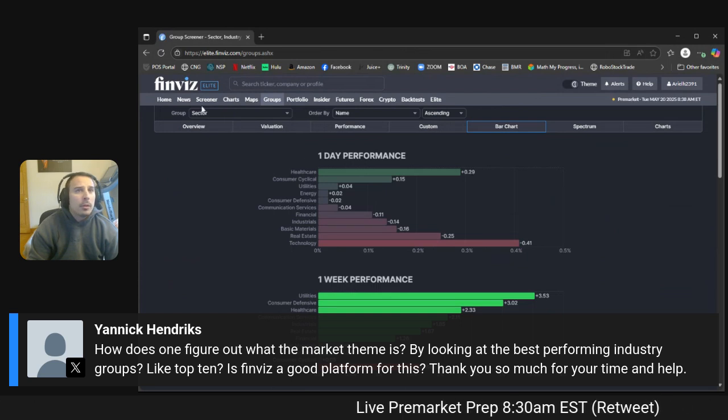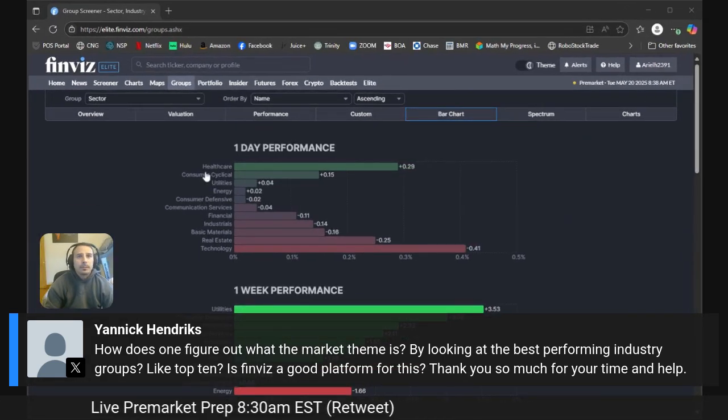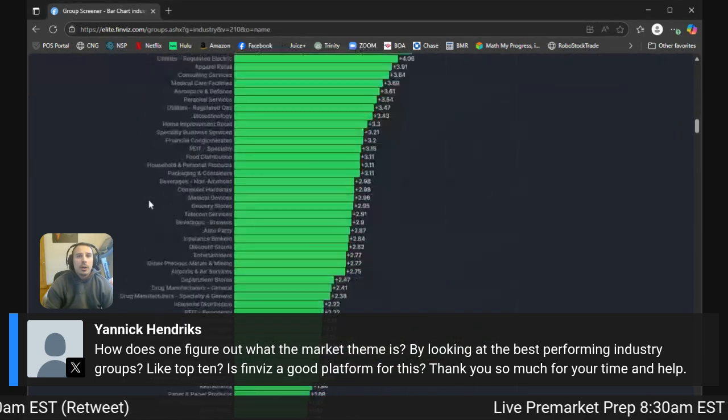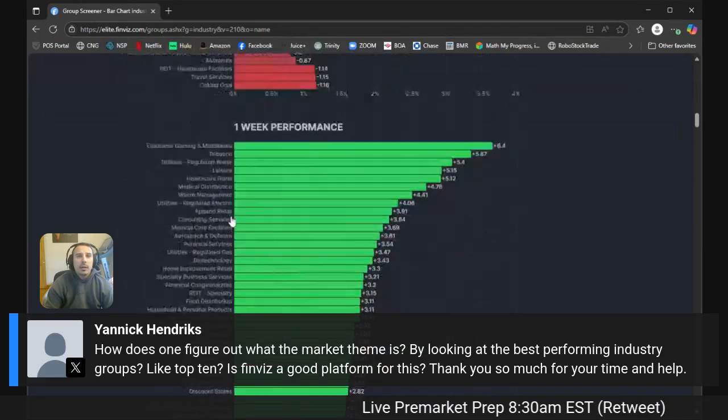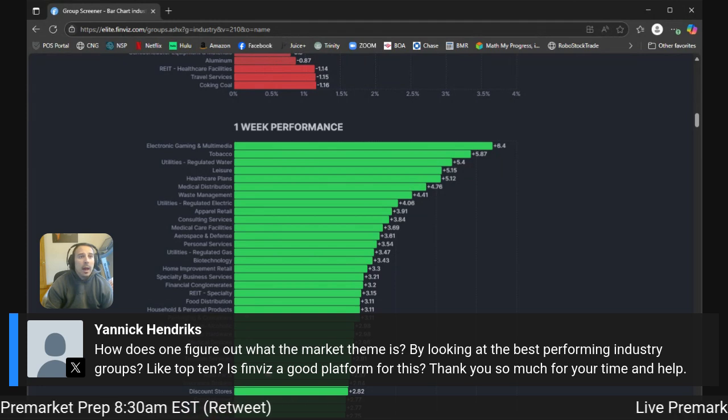But a really, really simple way is just go to groups. And then you're going to go right here to industry, and then scroll down. And obviously you're going to see, this is 1 week. I don't care too much about 1 week because sometimes even the shittiest groups can have 1 week wonders.